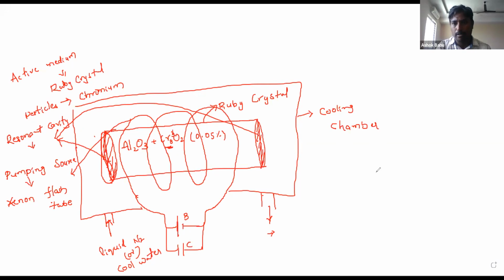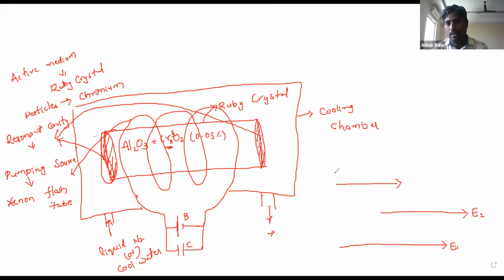I am drawing the energy level diagram. This is an example of a 3-level scheme. The ground state we usually take as E1, and E2 is called a metastable state because the chromium particles spend maximum time there. E3 and E4 I treat as only one energy level. That's why this is an example of a 3-level scheme.